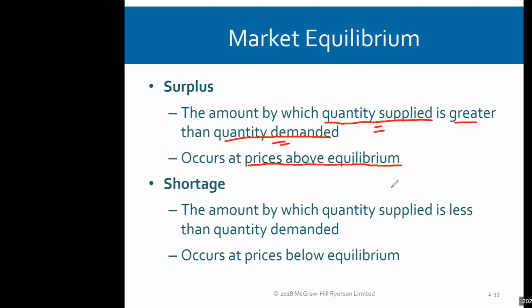Okay, so then what's a shortage? Well, it's the opposite. At a shortage, quantity supplied is too little. It's less than the quantity demanded. And they say that occurs at prices below equilibrium. Intuitively, prices below equilibrium you can think of as too low. And when prices are too low, people really want to buy that product. They'll snap it up, and producers will run out. The quantity supplied will be less than the quantity demanded, so that causes the shortage.